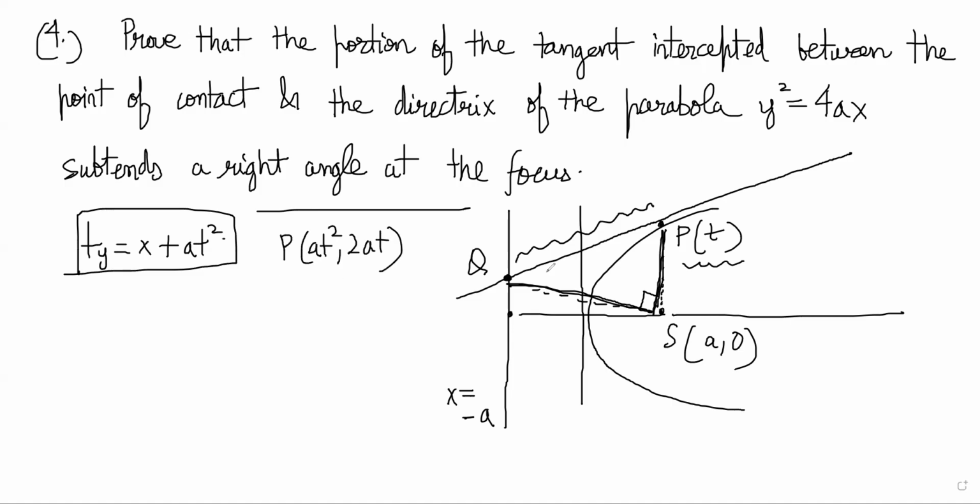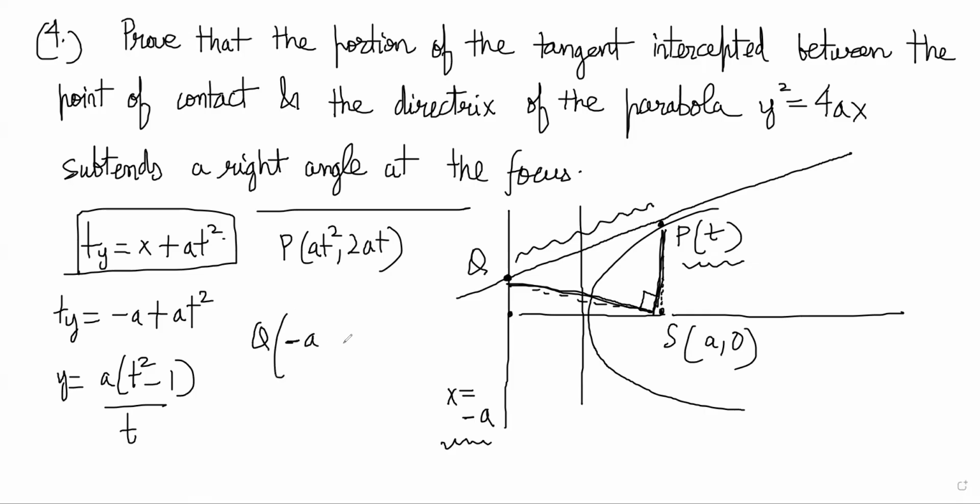Now let's find point Q. Point Q will be where this tangent line meets the directrix, right? So if you put x is equal to minus a here, you should get the point Q's coordinates. You'll get Ty is equal to minus a plus at square. We get y is equal to a times t square minus 1 by t, and x is equal to minus a. So Q is equal to minus a comma a times t square minus 1 by t. This is my point Q, right?